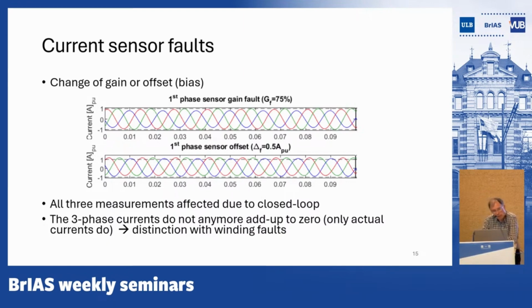And what you see here again is that a change in gain means that the amplitude of the different measurements is not anymore the same. And an offset induces a change in the mean of the currents. But in this case, the sum of the measurements is not anymore equal to 0. What is still equal to 0 is the sum of the actual currents. But the measurements are not the actual currents due to the sensor faults.